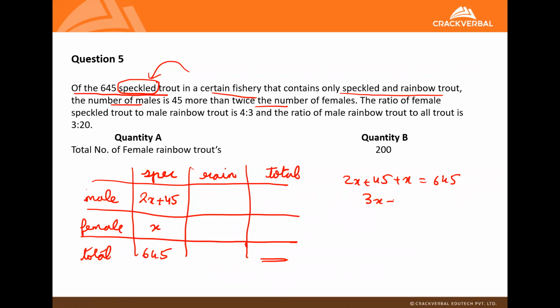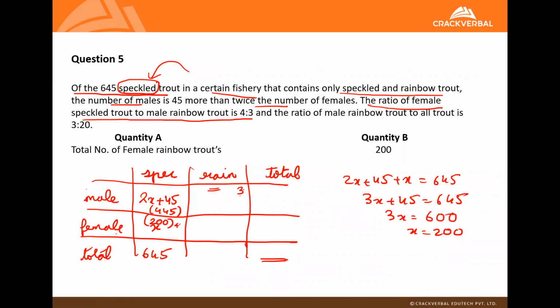So 3x plus 45 is equal to 645. So 3x is 600, so x is 200. So I have the values here: 200, and 2x plus 45 is going to be 445. So those are the values of that block. So I have broken down the first part of my question. Now the second part of the question says, the ratio of the female speckled trout to the male rainbow trout is 4:3. So this is female speckled, this is male rainbow. So this ratio has to be 4:3.